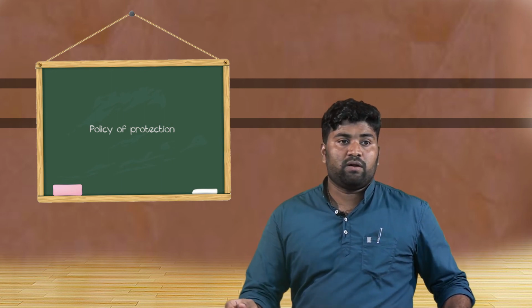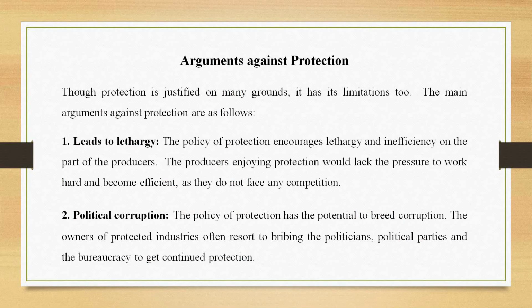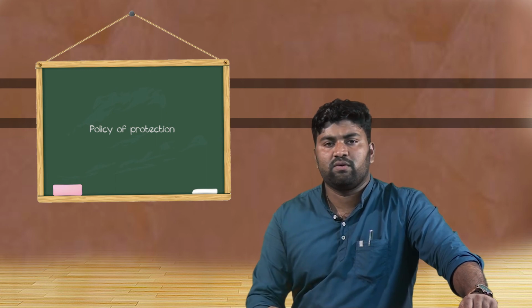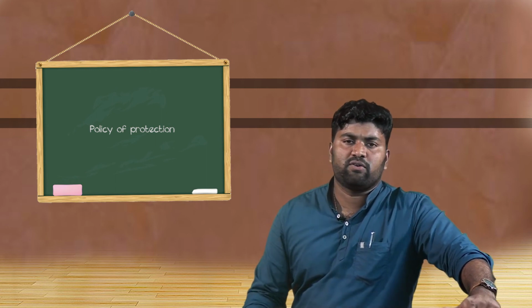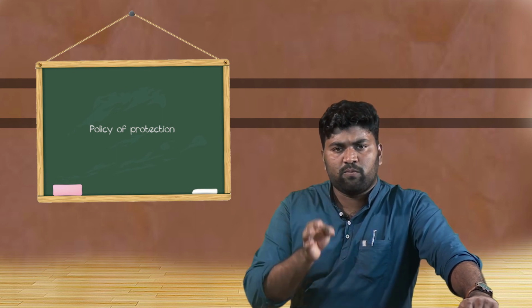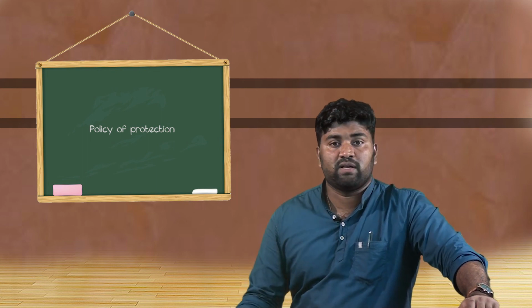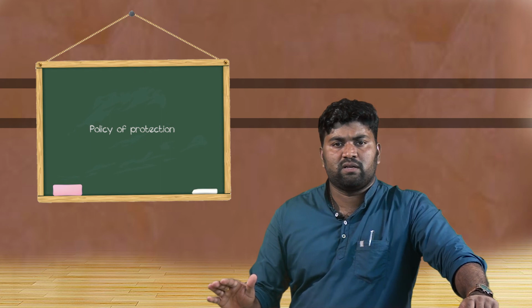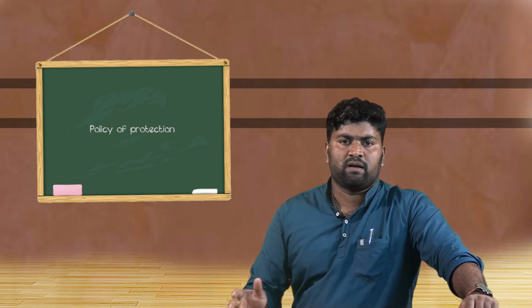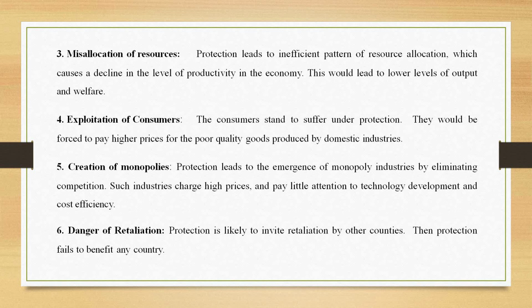And the second one is political corruption. Political corruption will also take place. It means that the policy of protection has the potential to breed corruption. The owners of protected industries often resort to bribing politicians, political parties, and the bureaucracy to get continued protection. And one more is misallocation of resources, where the country will not allocate its resources properly. And the next one is exploitation of consumers, which means if there is no competition, consumers will be worse off, because they will have no choice about the commodities they wish to have.